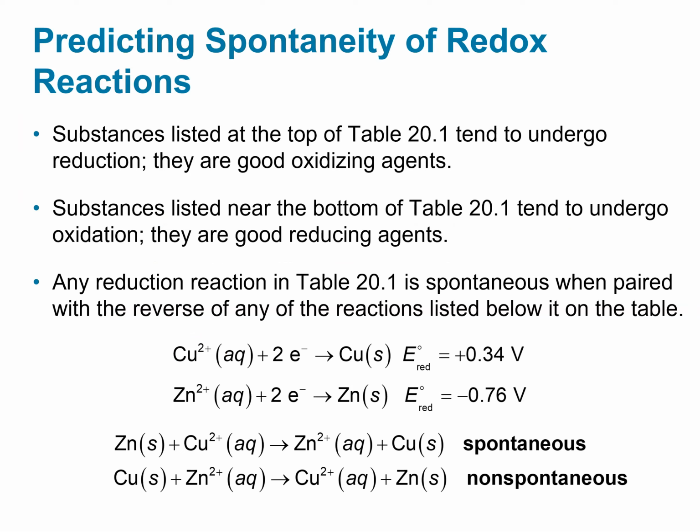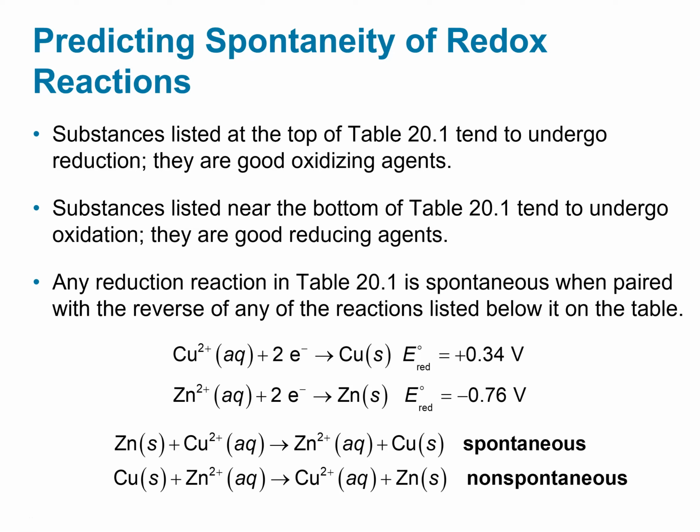So, how do we predict spontaneity of reactions? Well, spontaneity of a reaction is going to mean a number of things, but we're going to start relating spontaneity of reaction. We've already looked at delta G, we've looked at K, and now we need to look at our reduction potential as a tool for determining spontaneity of reaction. So remember, substances listed at the top of our standard reduction potential tables tend to undergo reduction. Because they tend to undergo reduction, they are good oxidizing agents. Substances listed near the bottom tend to undergo oxidation, and that makes them good reducing agents.